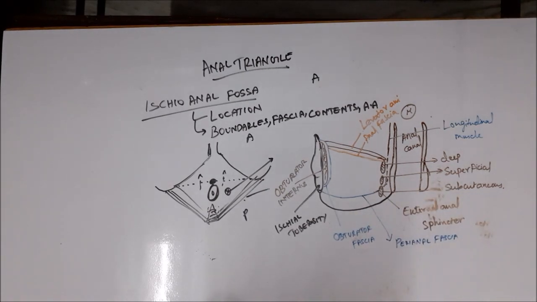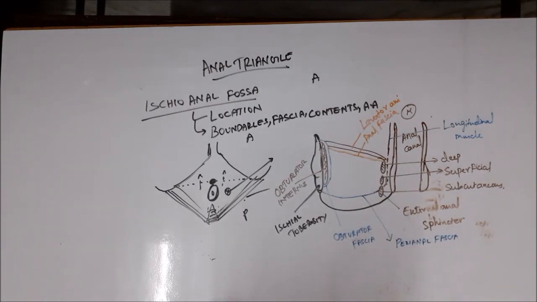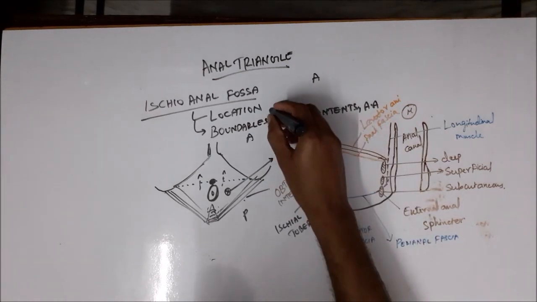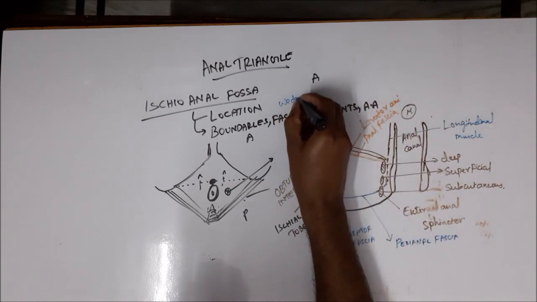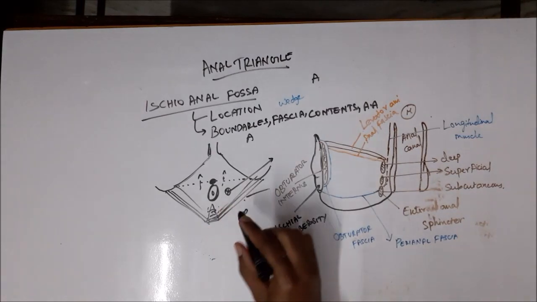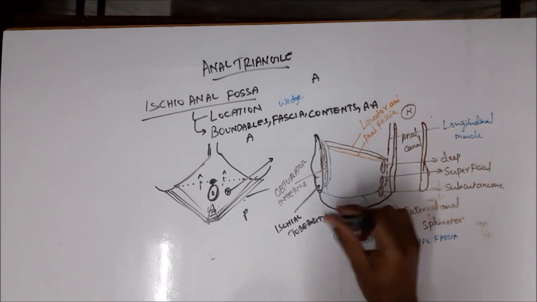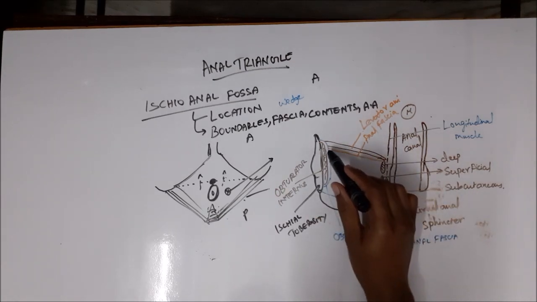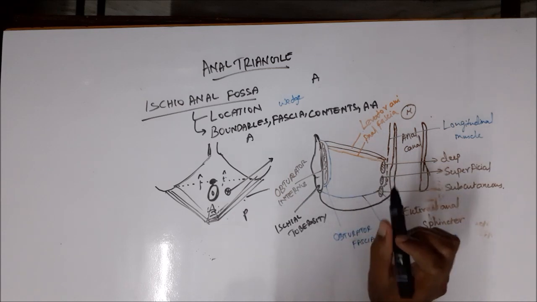So now this gap is our ischioanal fossa. So how is the shape of it? Shape of it something like a wedge shape. And coming to the boundaries, if you see this diagram, here you can see anterior boundary, posterior boundary. In this you can see, what are the other boundaries? Apex, base, medial boundary, and the lateral boundary.